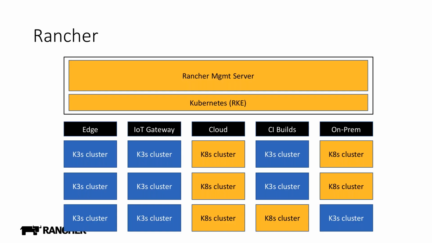With Rancher, what we have is the Rancher management server, which runs on Kubernetes. RKE is the Rancher Kubernetes Engine. It's a distribution of Kubernetes. Both those products are also open source products. They're projects, but they're actually products that we can support. But underneath those, you need to manage fleets of clusters on the edge, gateways, cloud, CI builds, on-prem, wherever all these things are running.